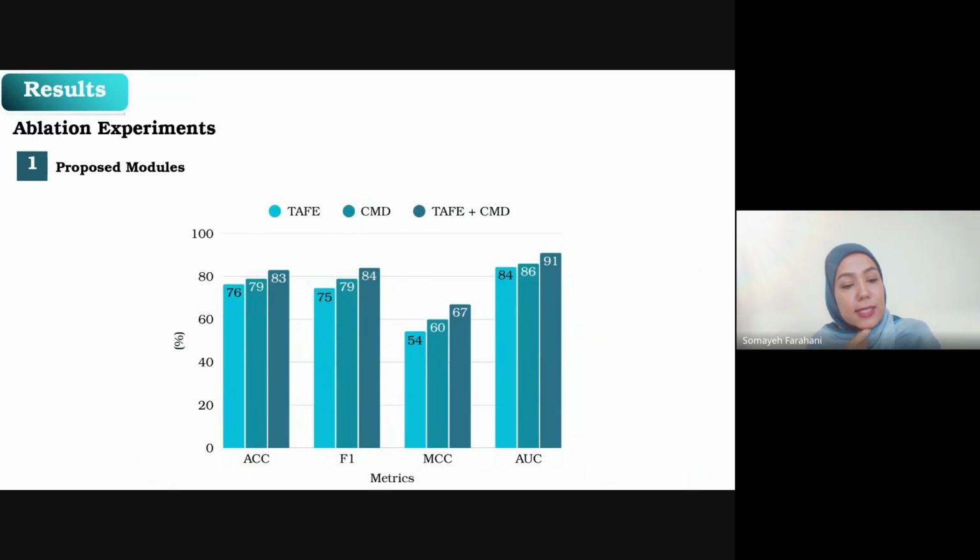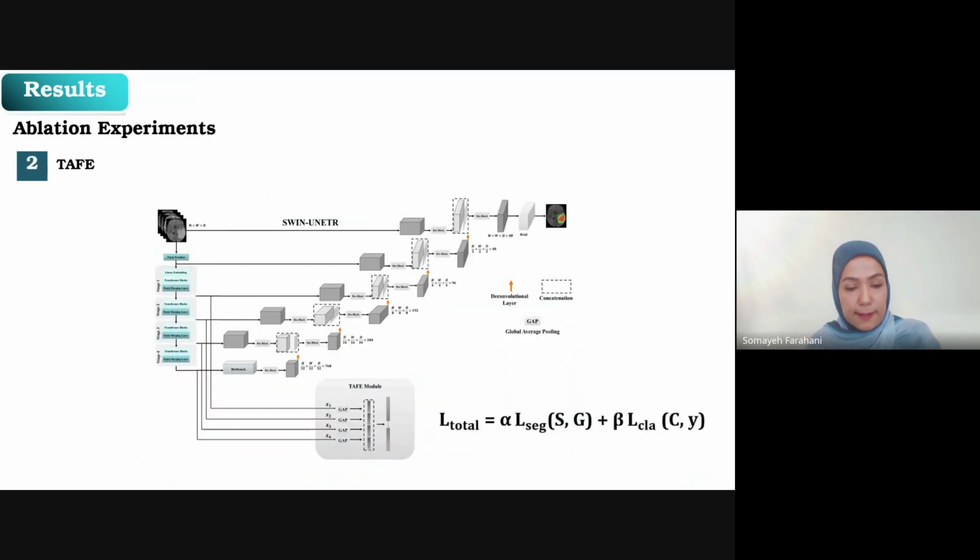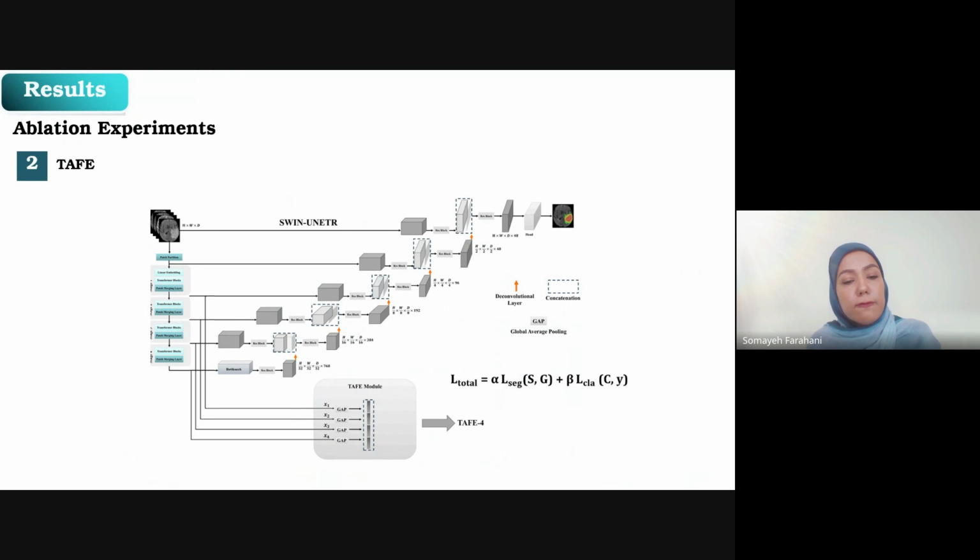In our ablation study on the EGD cohort, for example, both TAP and CMD showed similar performance individually, and combining them improved performance across all metrics. We also assessed the effect of segmentation guidance by comparing the TAF module with the encoder output without the segmentation guidance, essentially a SWIN transformer architecture. We also tested the impact of fusing different levels of features within TAF.